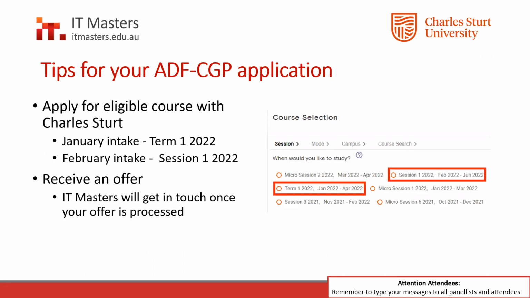And if you're interested in this program, the first step will be to apply online for one of our eligible courses with IT Masters and CSU. The application process will only take about 15 minutes to complete via the CSU online application form.